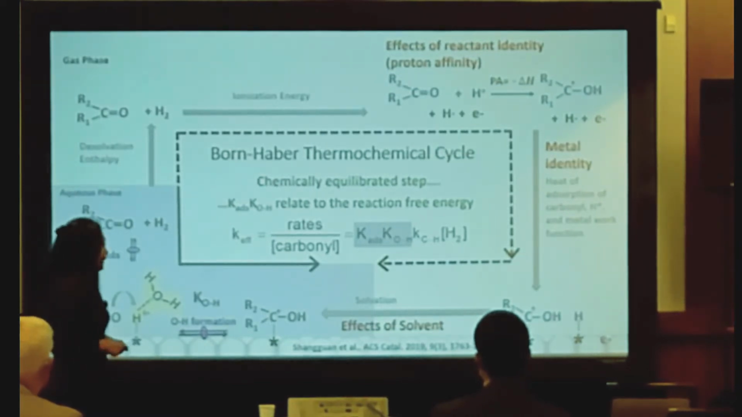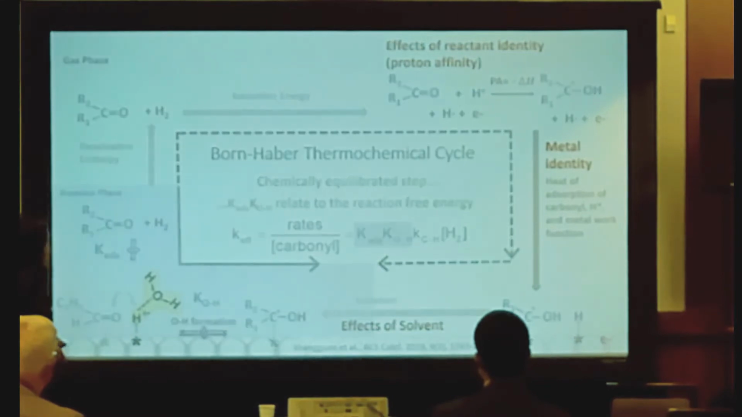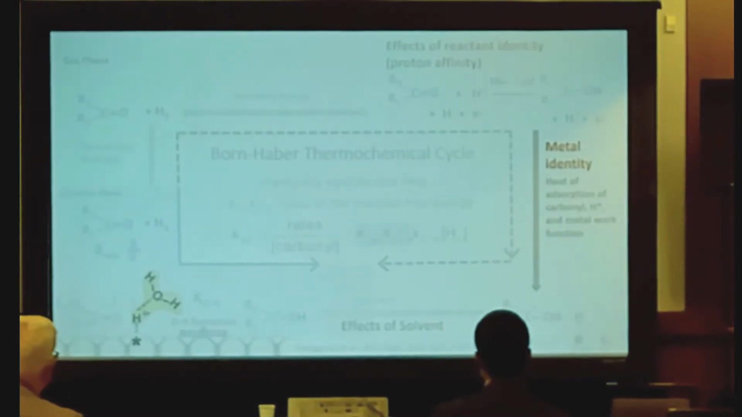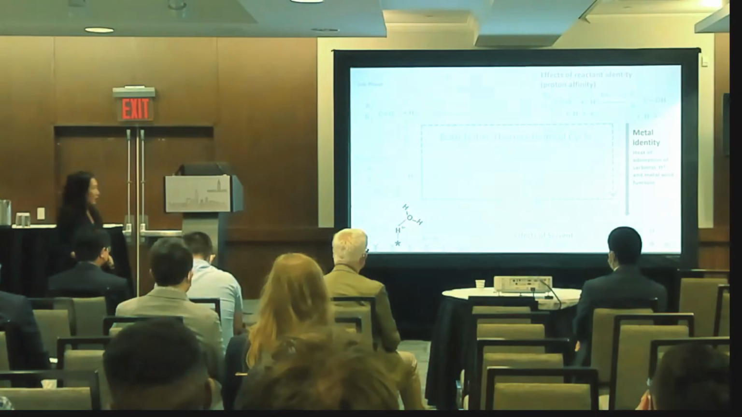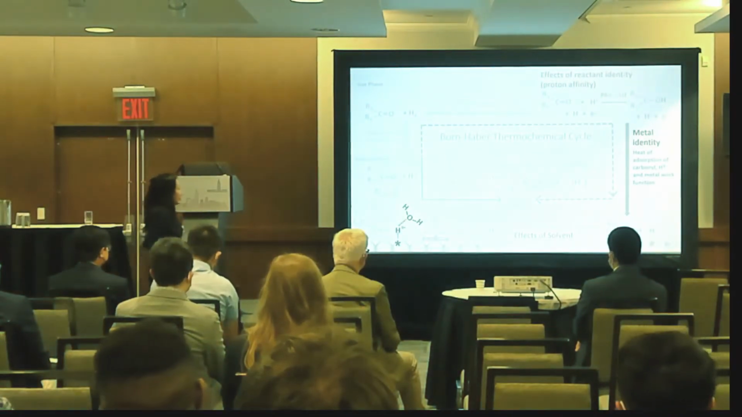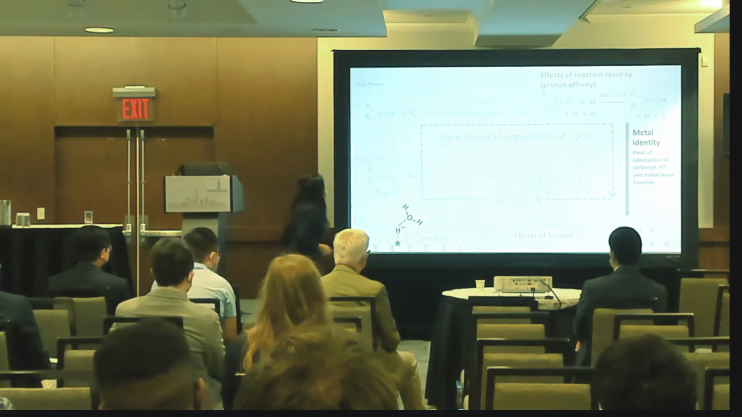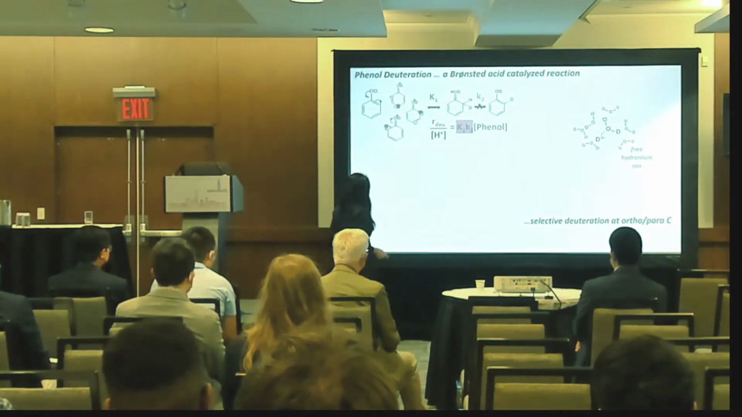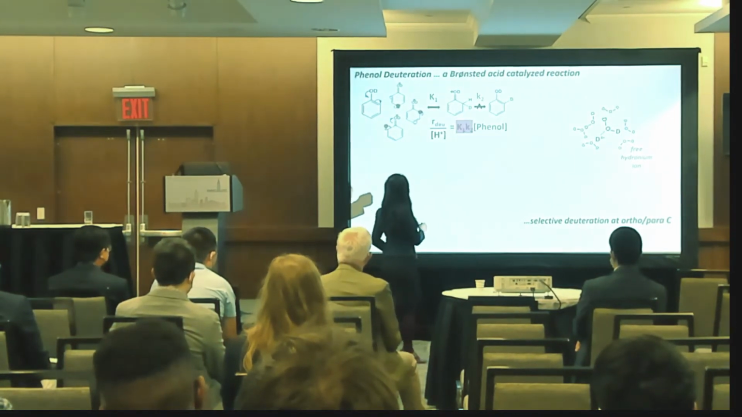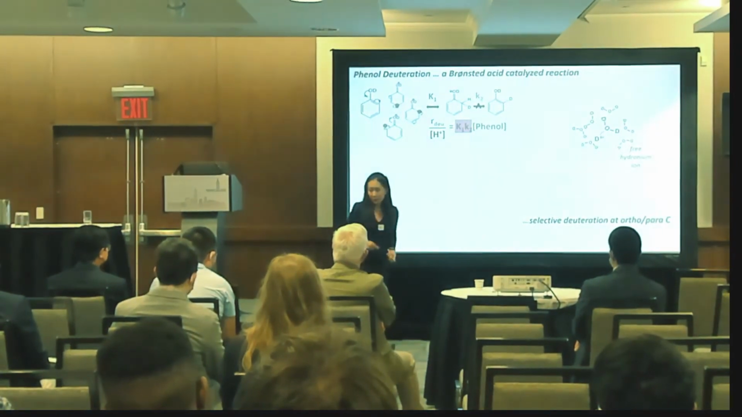So in order to understand and capture the effect of the metal identity, how metals promote on the transition metal surface, taking the electron from the hydrogen and forming the interfacial proton, let us now give a probe reaction that clearly captures this part. We go with the phenol deuteration reaction.